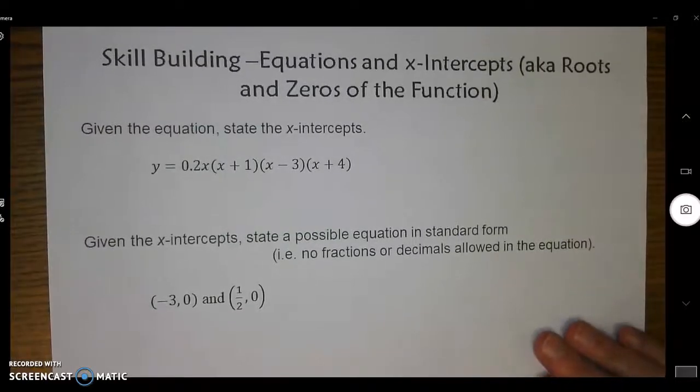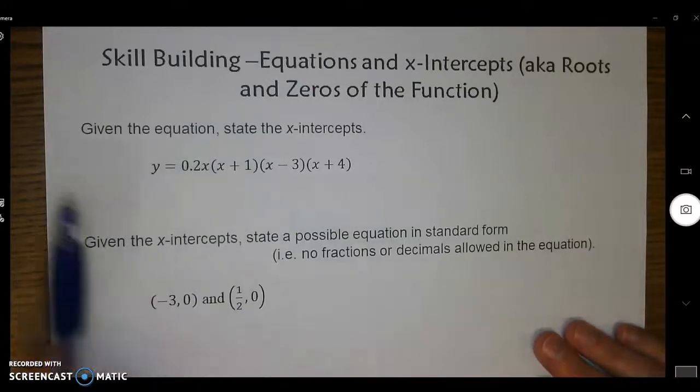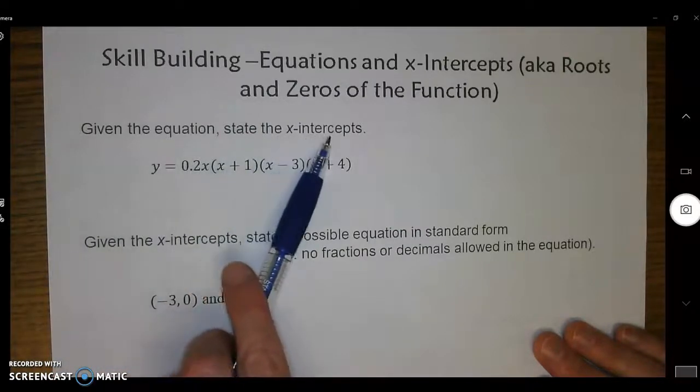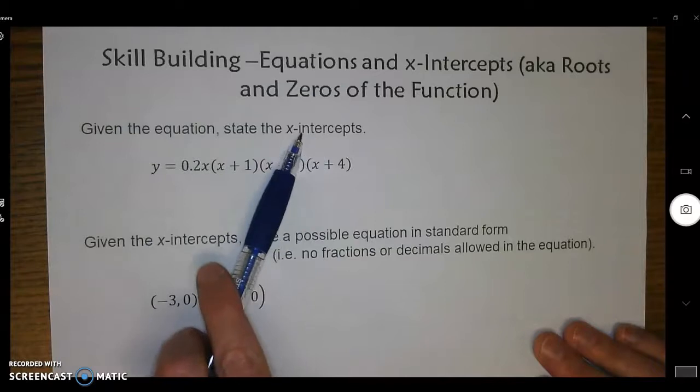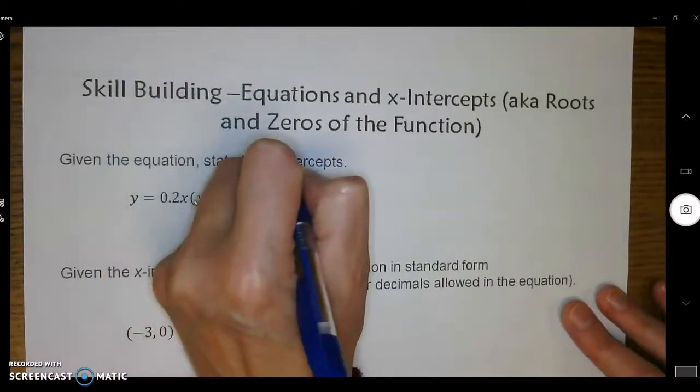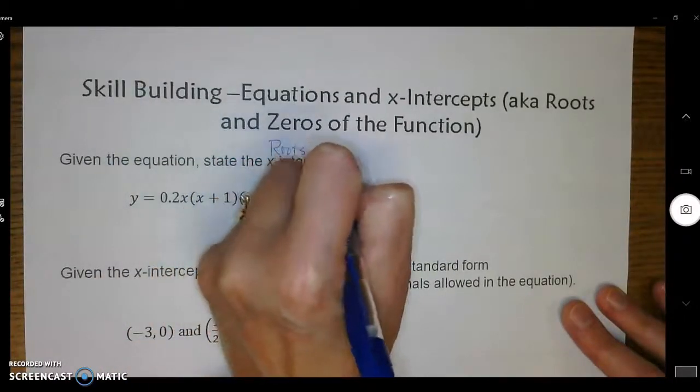Welcome! Today we are finding equations and x-intercepts, also known as roots and zeros, of a function. So let's start with this one. Given the equation, we're supposed to state the x-intercepts. Sometimes they will call these roots, and sometimes they will call them zeros. So there's a lot of terminology for finding the same thing. So roots or zeros.